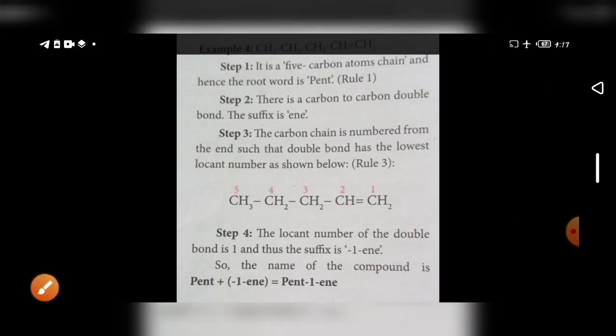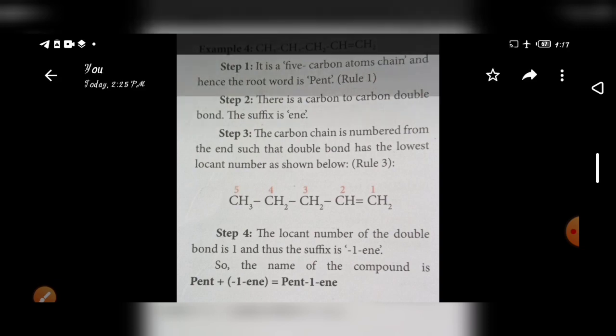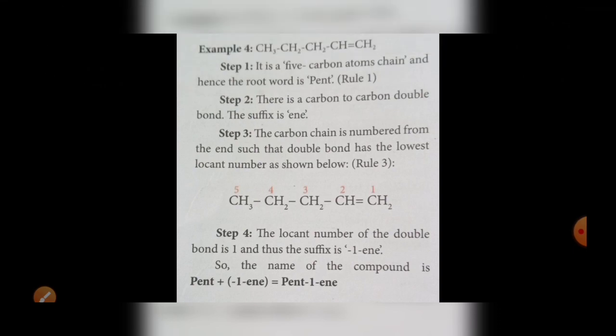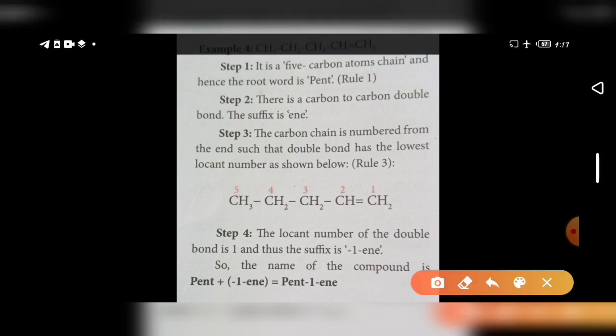Okay. Next you see the fourth example, that is CH3 CH2 CH2 CH double bond CH2. Here a double bond is presented. Before that you have to identify how many carbon atoms are there. 1 2 3 4 5 carbon atoms are there. So the root word is pent. 5 carbon, so it is pent.